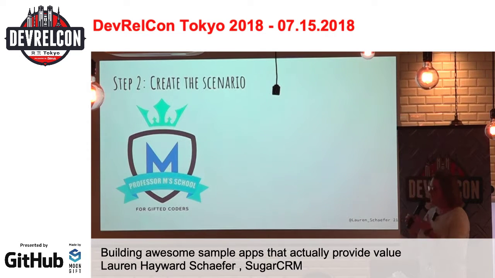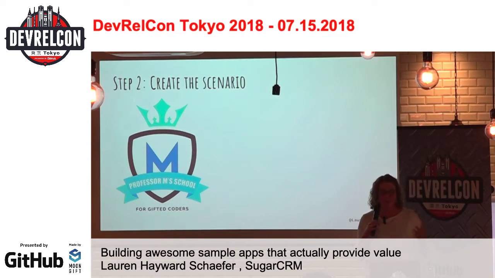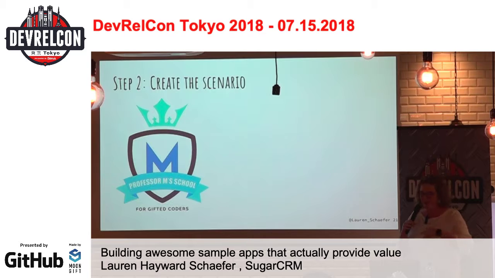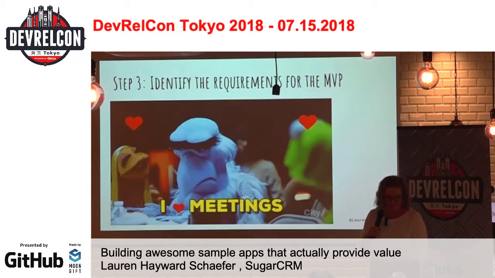Okay, so the next thing we did was we started brainstorming what our scenario should be. At the time, we were preparing for our annual user conference that had a superhero theme. So we decided to roll with that, and we ended up creating Professor M's School for Gifted Coders. Now, I'm not really into superheroes, but some people get the joke there. It's a university for superheroes.